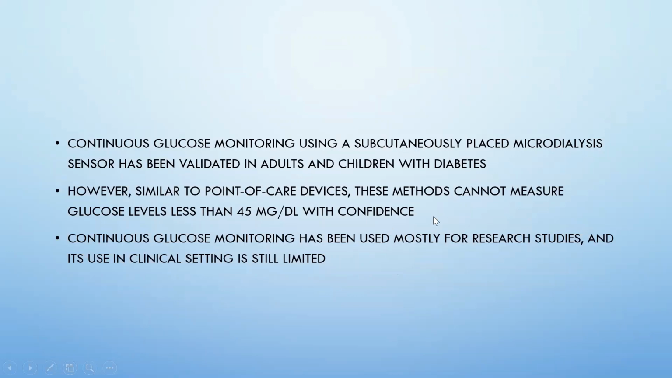Continuous glucose monitoring using a subcutaneously placed sensor has been validated in adults and children with diabetes. The Freestyle Libre and other tools are available, and they are very useful for diabetic children. However, the point of care devices are not reliable in babies, and similarly, these are interstitial glucose measurements, so the readings are different. You have to correct for the readings, and the fluctuations are also much more. You cannot diagnose glucose levels less than 45 milligrams with confidence.